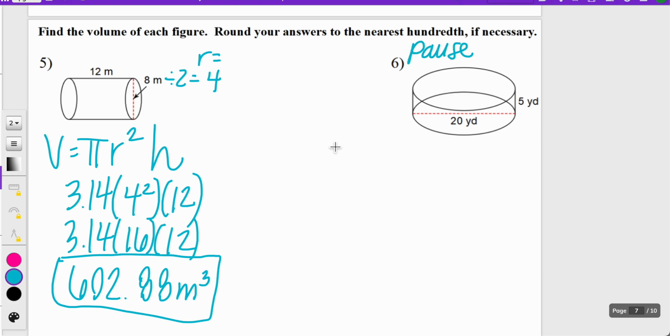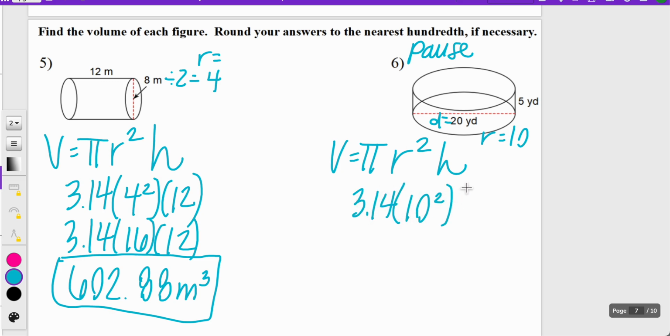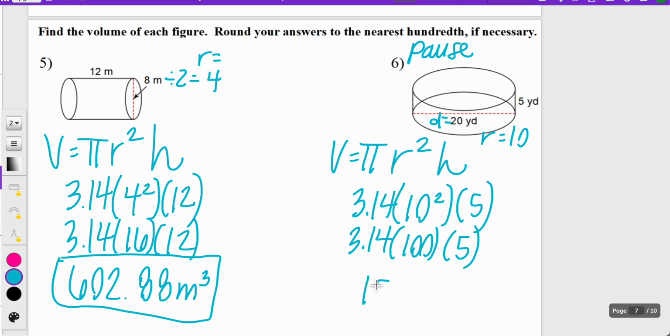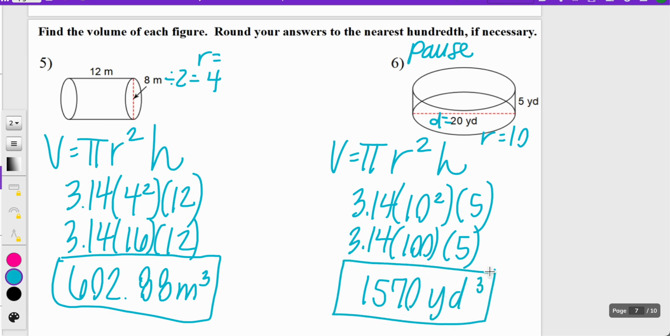Why don't you pause and try number 6 on your own, and when you're ready to check, click play. So again, our volume formula is pi times radius squared times the height. This 20 represents diameter, so what I need is the radius, which is exactly half, and that'll be 10. So I'm going to take 3.14 times 10 squared times the height, which is 5, or 3.14 times 100 times 5. Here we go. 3.14 times 100 times 5 is 1,570 yards cubed. How'd you do?